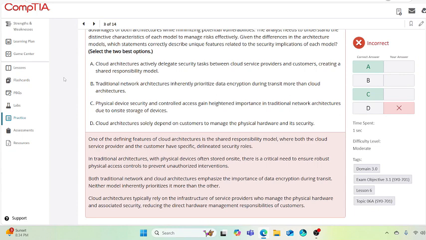One of the defining features of cloud architectures is the shared responsibility model, where both the cloud service provider and the customer have specific delineated security roles. In traditional architectures, with physical devices often stored on-site, there is a critical need to ensure robust physical access controls to prevent unauthorized interventions.